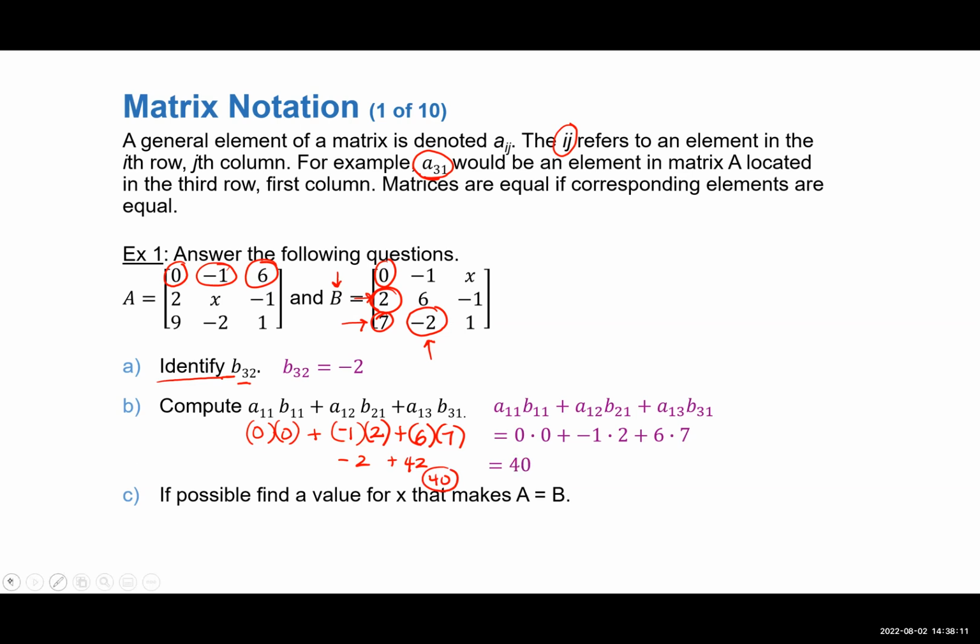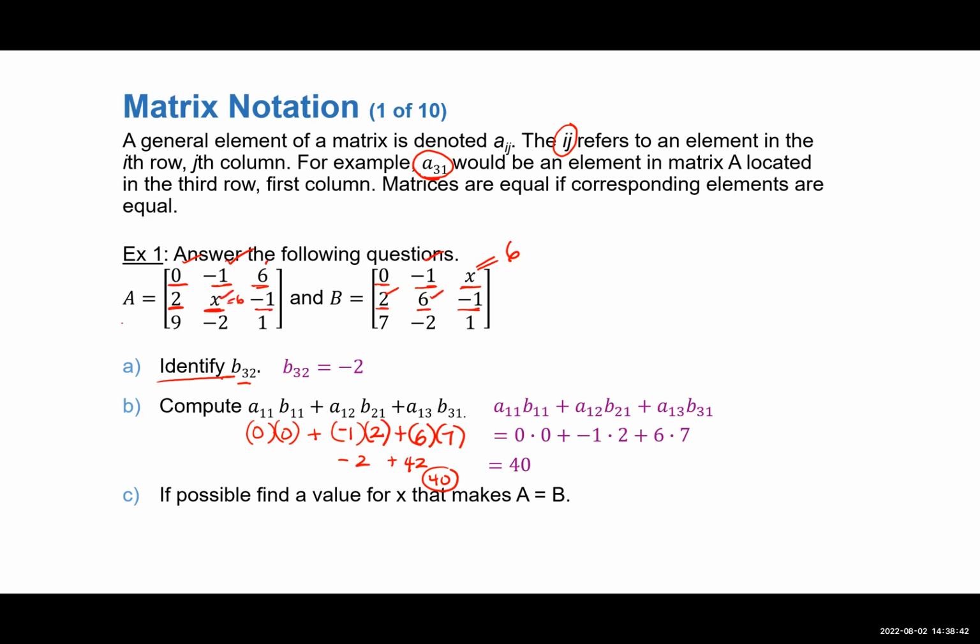Okay. It says, if possible, find the value for X that makes A equal B. So looking here, this one matches this one, cool. This one matches this one, cool. So for this one to match this one, X would have to be 6, okay? But there's also an X in this equation, so let's see if they are true. So this is this, cool. 6, 6, that would work. So if X was 6, that's perfect.